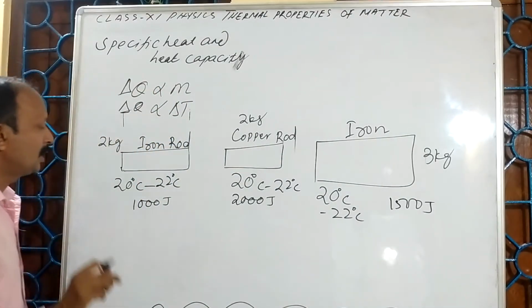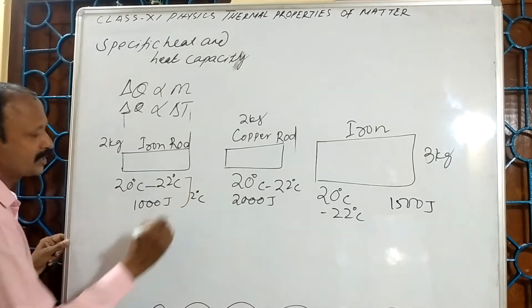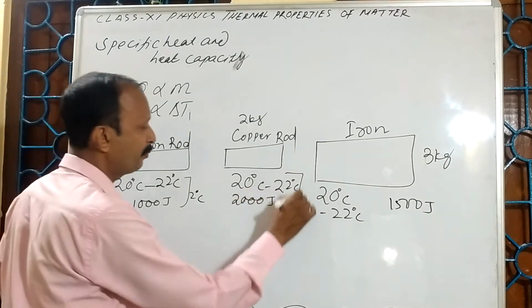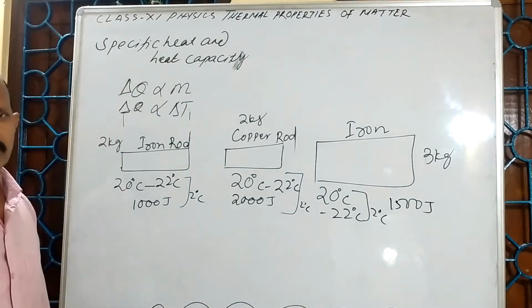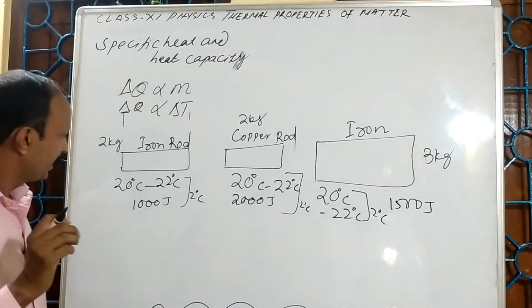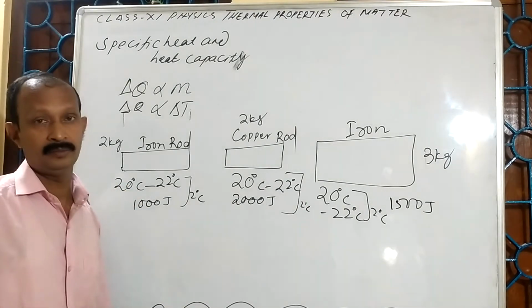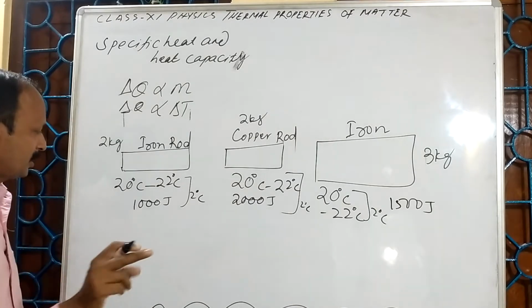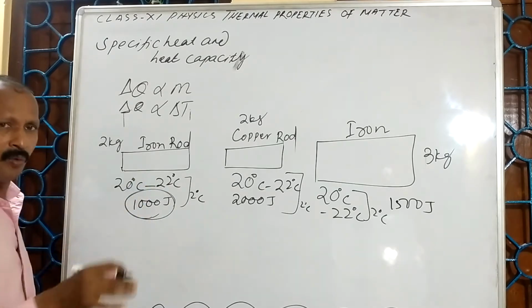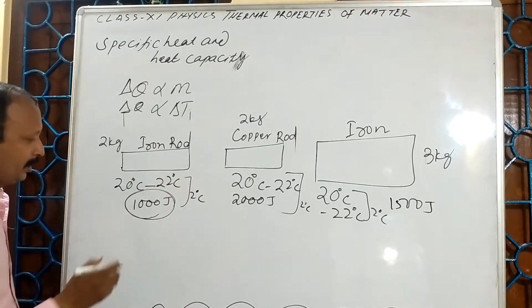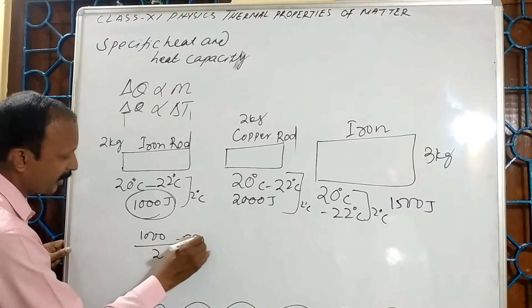Now listen carefully. So here the temperature change is 2 degrees Celsius in all the cases. I have to calculate its heat for 1 degree change in temperature. For 2 degrees Celsius change in temperature, I have to supply this much amount of heat. For 1 degree, how much amount of heat I have to supply? Definitely 1000 upon 2 is equal to 500 joule.